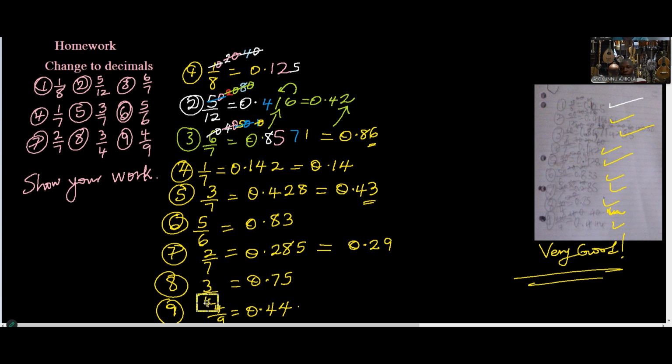And 3 over 4 says 0, because 4 in 3 cannot go, so 0. 4 in 30 is 7, that's 28. Remainder 2, 4 in 20 is 5. This one terminates itself. And 4 over 9. 9 in 4 is impossible. So 9 in 40 is 4. That's 36, remainder 4. 9 in 40 again is 4. That's 36, remainder 4. 9 in 40 again. So it's going to be 0.444 continuously. So that is how that has been done.